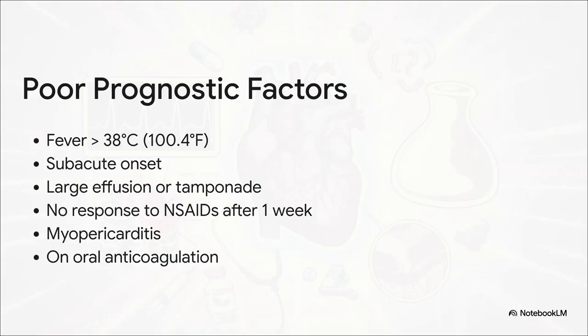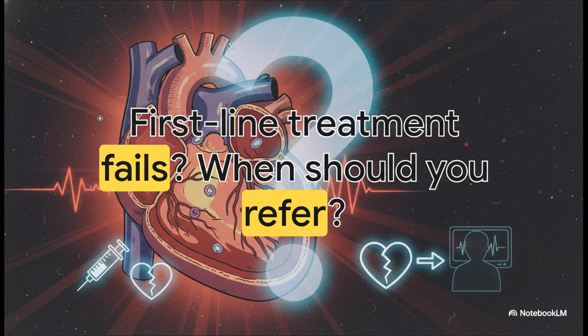So, what should make your spidey senses tingle? Here is your high-risk checklist. Watch out for a high fever, a really large effusion on an echo, any signs of tamponade, or a patient who just isn't getting better after a week of treatment. Any of these are a sign that this case is more serious and points to a poor prognosis. So there you have it. You're now totally ready to diagnose and manage a straightforward case of acute pericarditis.